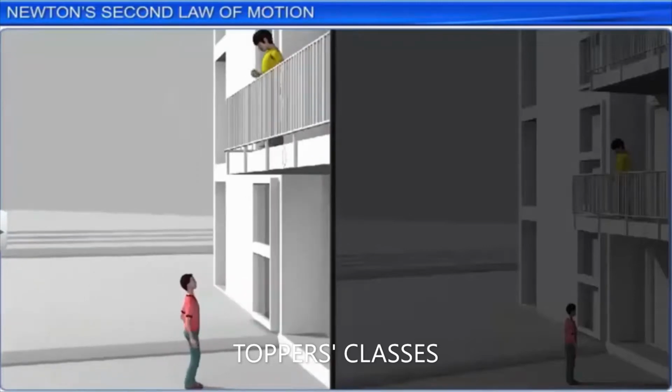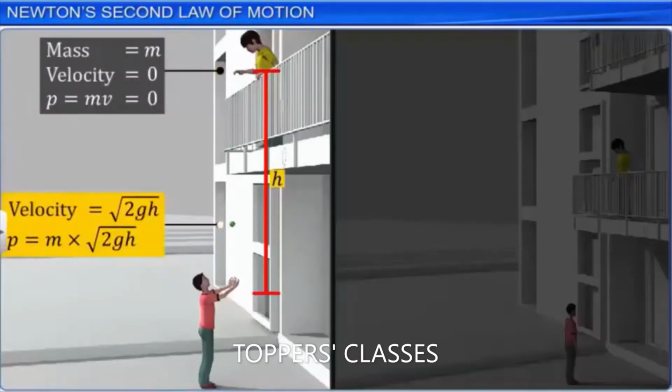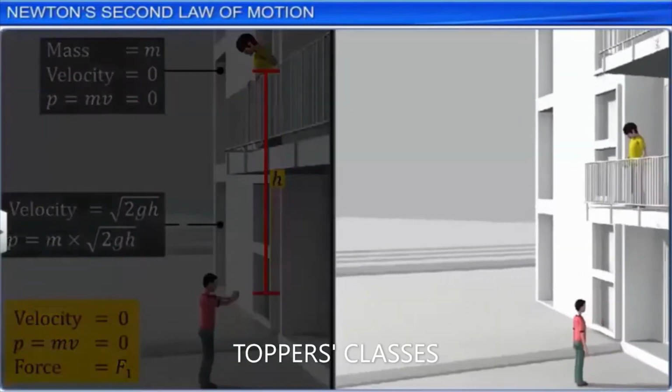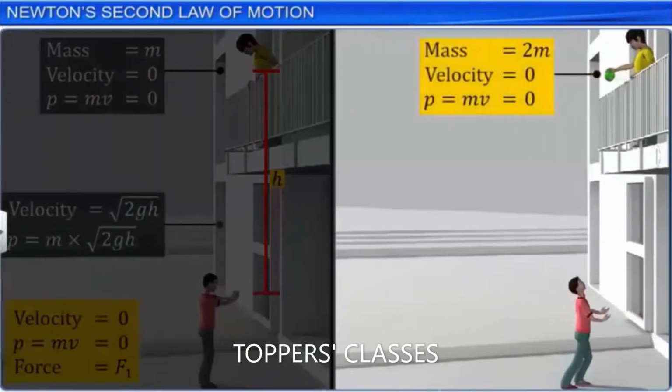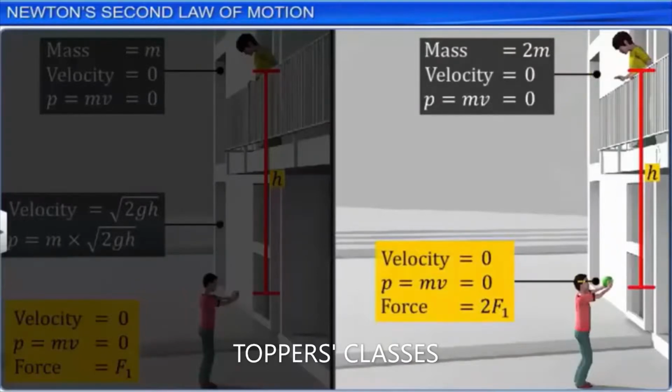A boy standing in a first-floor balcony drops a ball of mass m from a certain height h. As the ball goes down, it gains some velocity and hence acquires a certain momentum. A boy standing on the ground below catches the ball by using a force F. The momentum of the ball becomes 0 during the process of catching it, as it comes to rest. Another ball of mass 2m is dropped from the same height. This time, the force required to catch the ball is 2F.